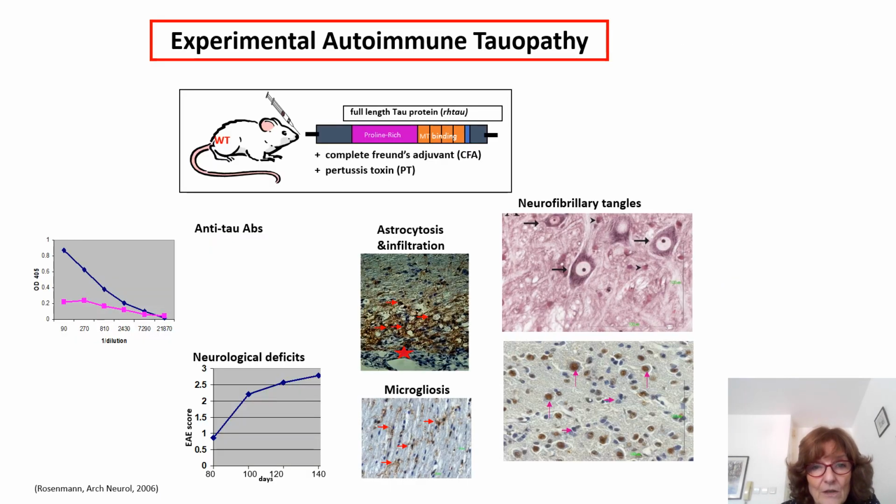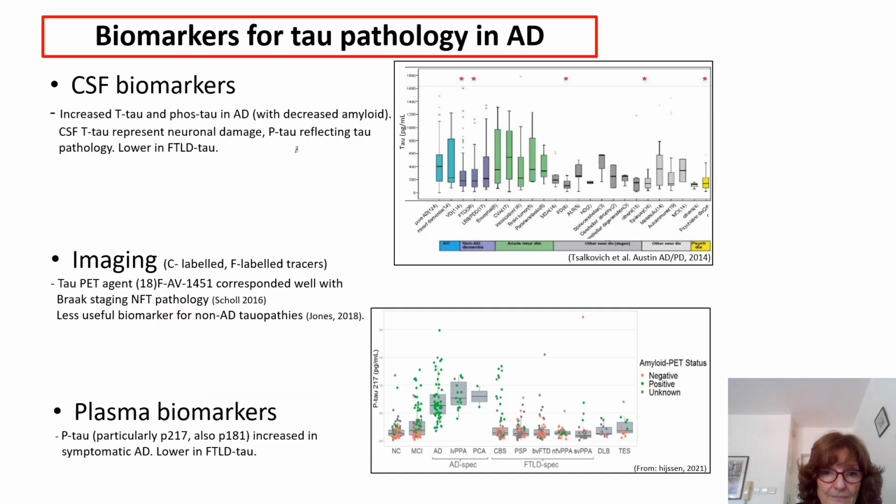Another model is an autoimmune one. If somebody wants to ask about immune disease or autoimmunity related to tau, it's relevant because we detected antibodies against phosphorylated tau in the serum of Alzheimer's disease patients, so we can use it as a model. We injected full-length tau with adjuvant and pertussis, and we got neuroinflammation, neurological deficits, and tauopathy. So there's another model which can fit specific questions.